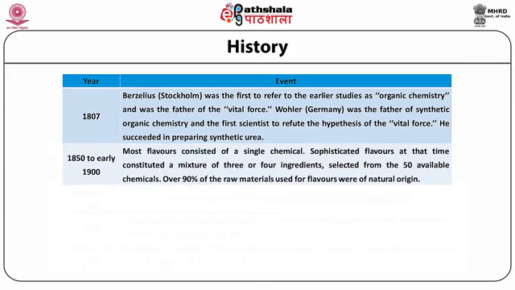Then from 1850 to early 1900 AD, we saw many changes in this process. Most flavors consisted of a single chemical at that time. Sophisticated flavors at that time constituted a mixture of 3 or 4 ingredients selected from the 50 available chemicals, and over 90% of the raw materials used for flavors were of natural origin.